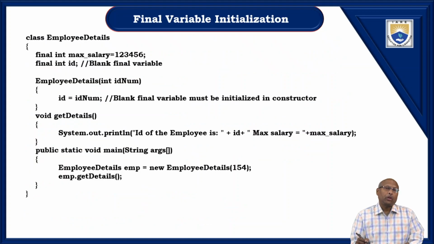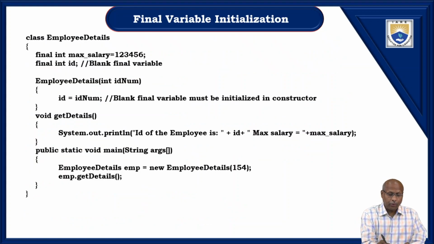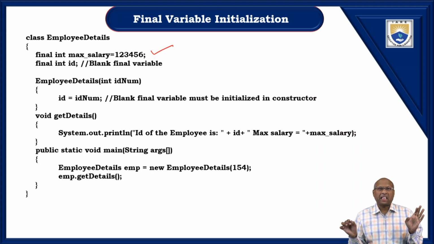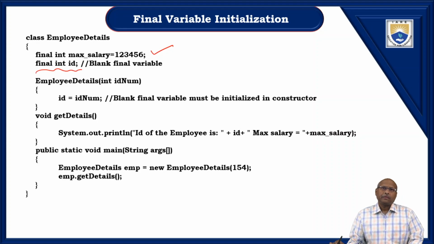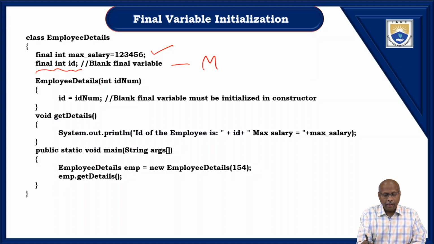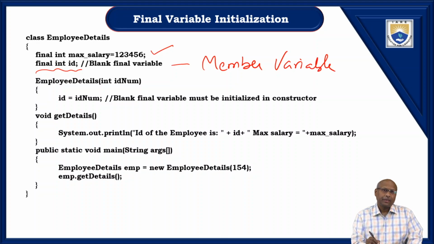Next, one small program. Here I wrote final int maxSalary equal to this. This is my final, maximum salary. And final int ID. Here I have not given the ID value. What is the ID of the employee? I have not given it. That is a blank. Because it is a member variable, this member variable can be blank, because later on while creating the object you can initialize it through the constructor. So for that sake you can declare it final.